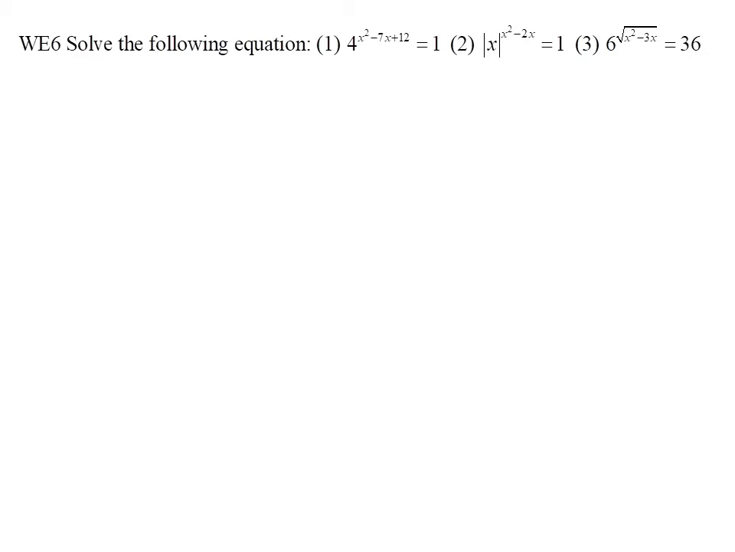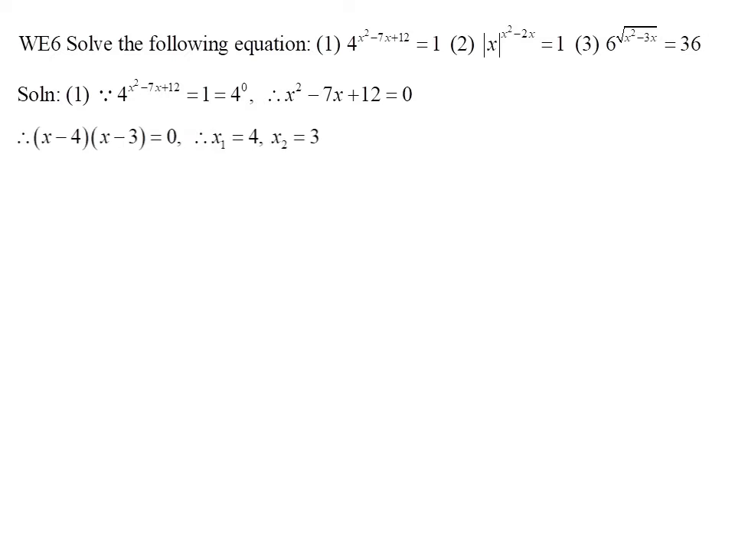Example 6 is to solve 3 exponential equations for variable x. As for the first equation, since the exponential expression equals 1, and 1 can be written as 4 to the 0 power, the index x squared minus 7x plus 12 equals 0. After factorizing and solving the quadratic equation, we obtain the x value, which equals 4 or 3.